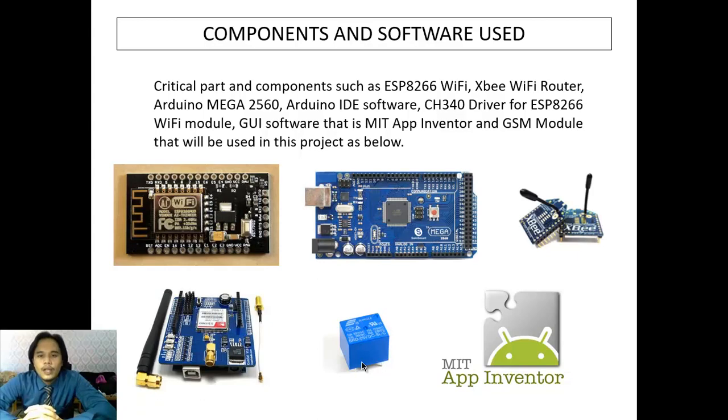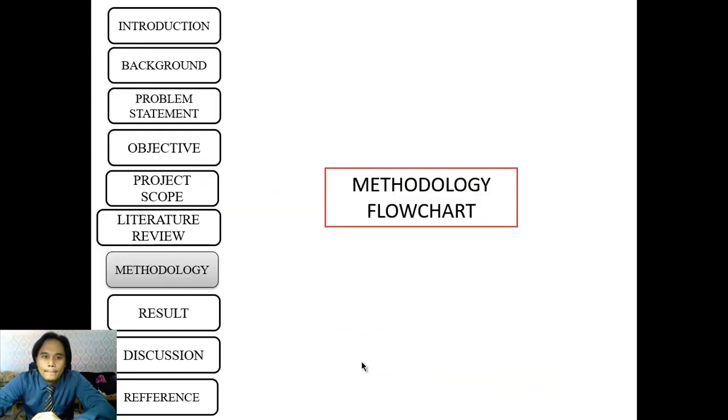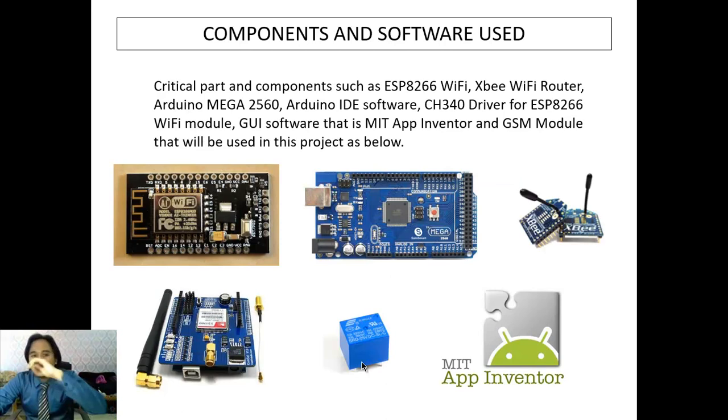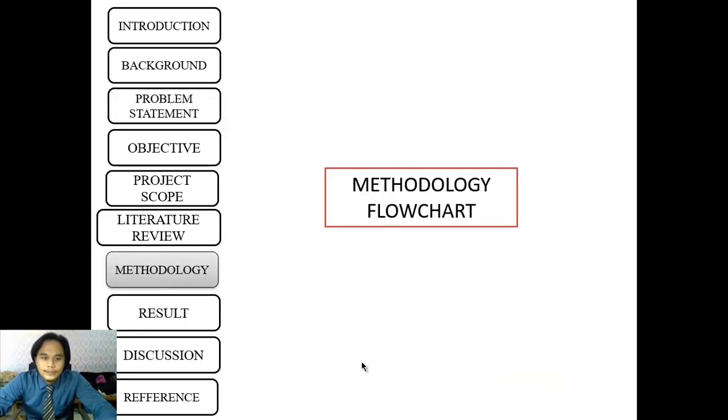For the components and software that I use, I'm using the ESP8266 Wi-Fi module, ZigBee Wi-Fi router, Arduino software, ZigBee, DC and AC relay, and then I'm using the MIT adapter. For the details, we will continue later.